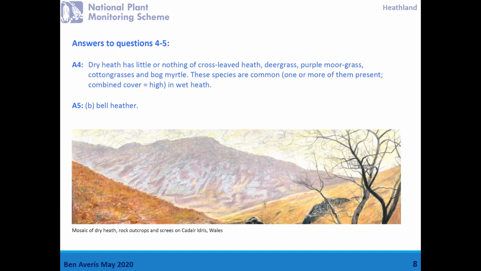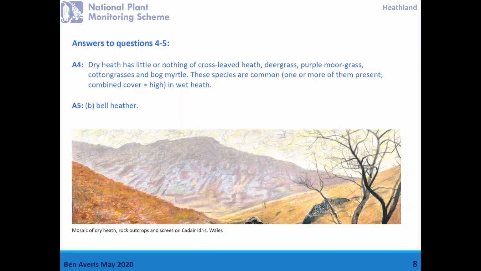The dry heath doesn't have anything or hardly anything of that group of species: cross-leaved heath, deer grass, purple moor grass, cotton grasses, and bog myrtle. Whereas those species are common, or at least one of them might be present in wet heath. You might get a tiny bit of cross-leaved heath or deer grass in a dry heath, but only very, very sparse, no more than very sparse.